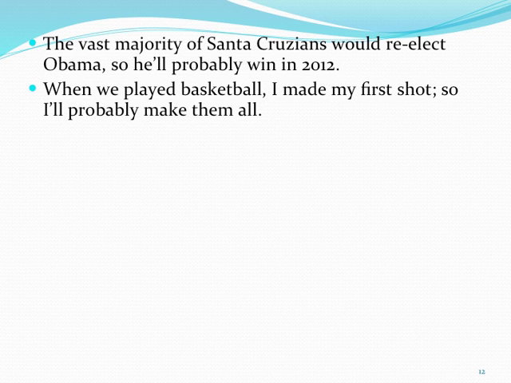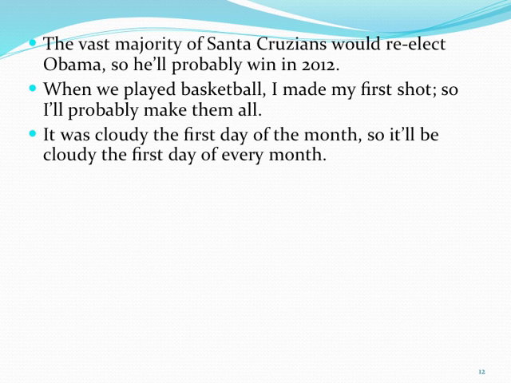and that doesn't necessarily represent all your shots, which could be much further away. So a lot of times it can be multiple fallacies. In this case, it's both a hasty generalization and a biased sample. It was cloudy the first day of the month, so it'll be cloudy the first day of every month. Again, the sample size is too small and it's biased.